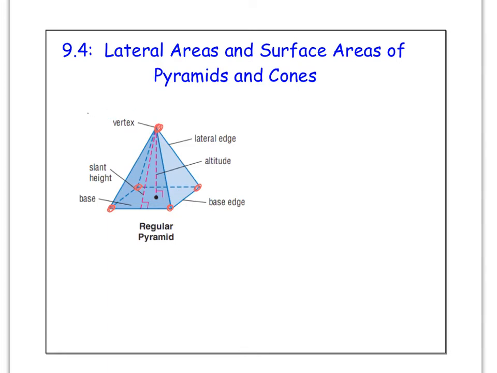And then one other thing that I really want to point out, which is a new vocab word, is the slant height. Do you see how the slant height comes down from the vertex to the middle of one of the base edges? So it's like the height of the slant.